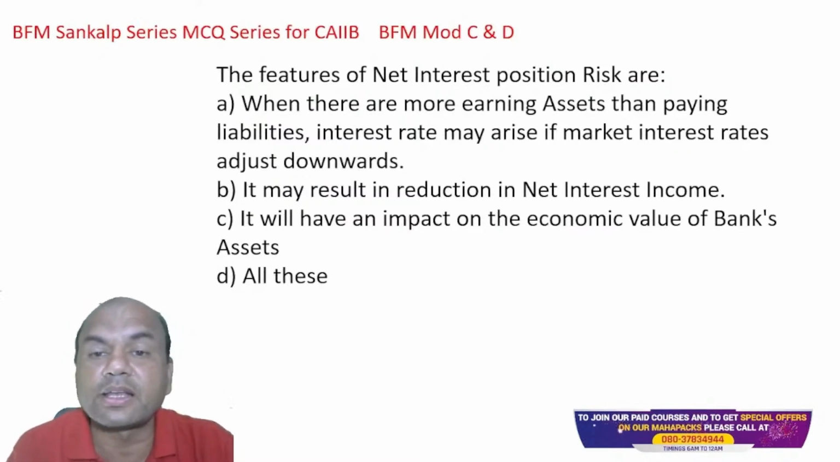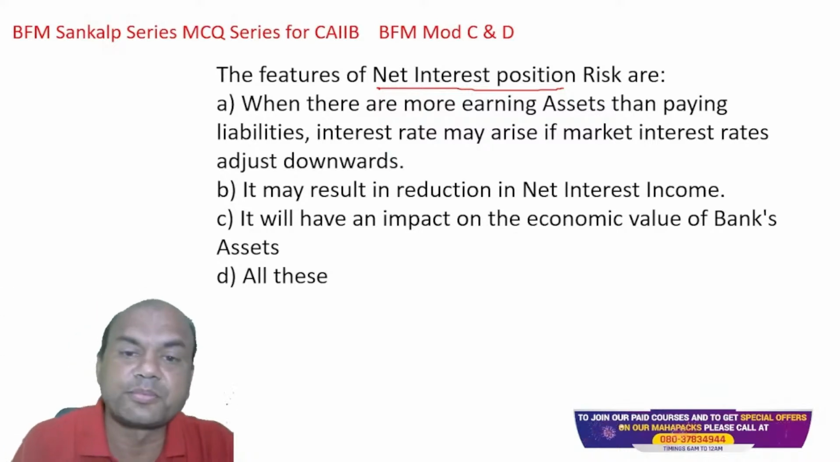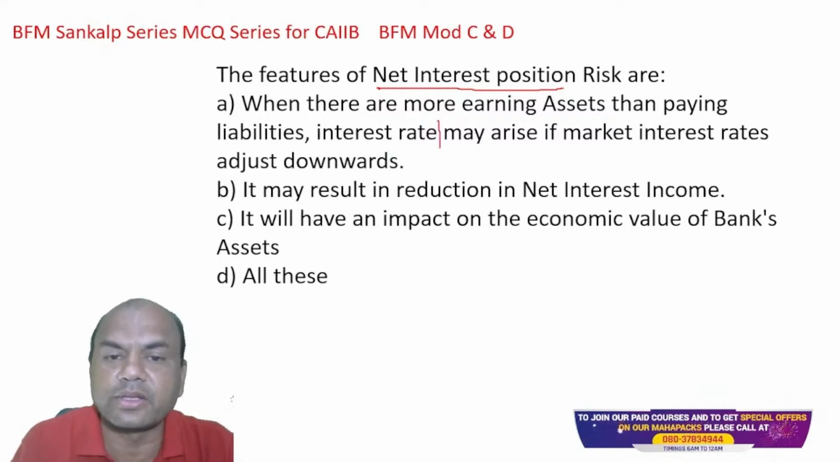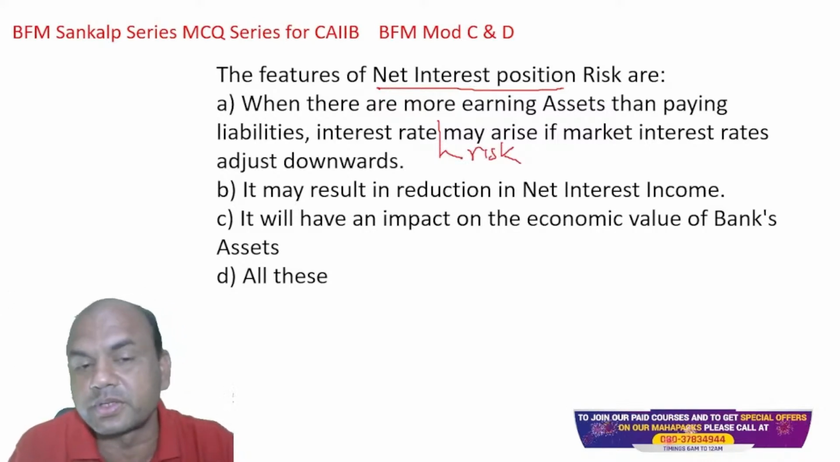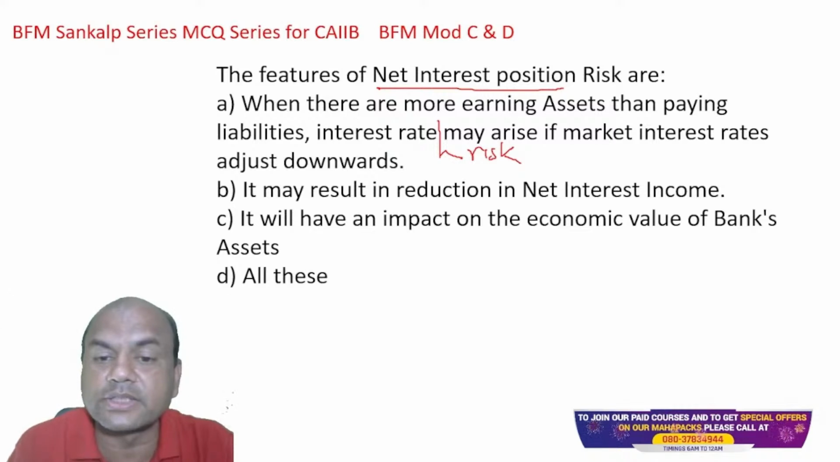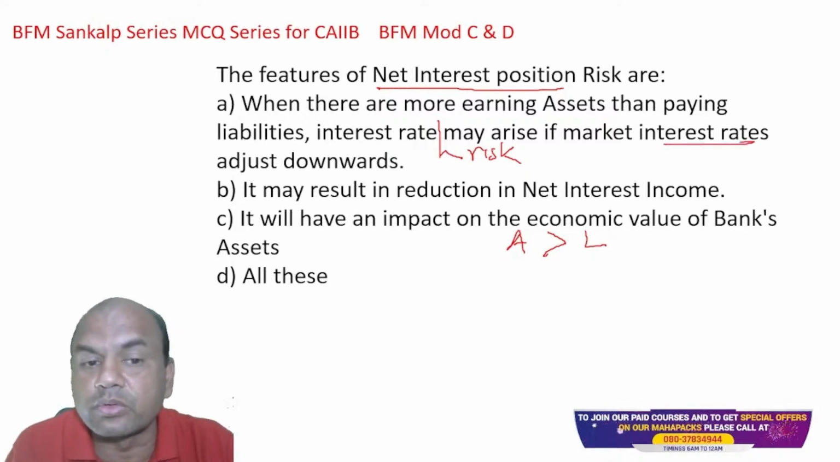The features of net interest position risk. What are the features of this? When there are more earning assets than paying liabilities, interest rate risk may arise if the market interest rate adjusts downwards. Now, what is this? When assets are more than liabilities, then interest rate risk may arise if the market interest rate moves down.